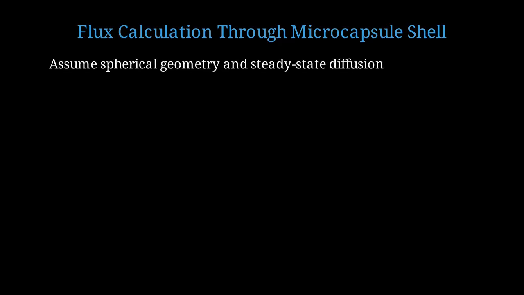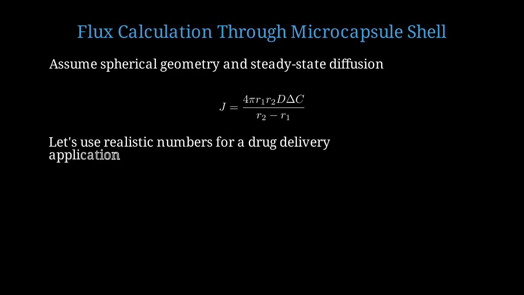Let's calculate the flux of a drug molecule diffusing out of a microcapsule. This is important for designing controlled release systems. We assume spherical geometry and steady-state diffusion, where the concentration gradient across the shell is constant. The total flux J equals 4 pi R1 R2 D delta C divided by R2 minus R1, where R1 is the inner radius, R2 is the outer radius, D is the diffusion coefficient in the shell, and delta C is the concentration difference. Let's plug in realistic numbers.